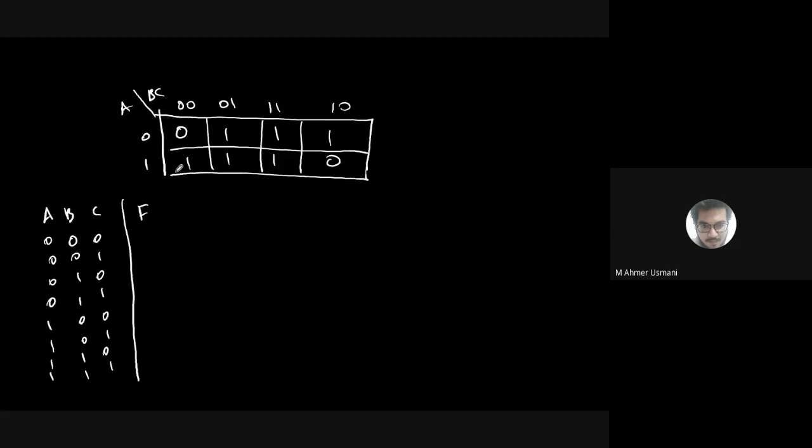At the first place we have 0, second place we have 1, third place we have 1, fourth place we also have 1. Fifth place again we have 1, sixth place we have 1, seventh place we have 0, eighth place we have 1. Okay, so this is the truth table that I have. I basically have to simplify this truth table.